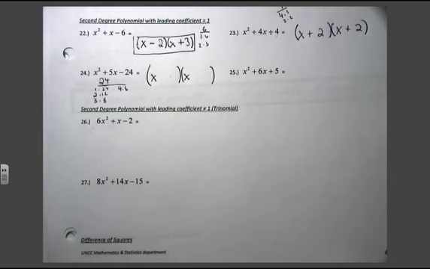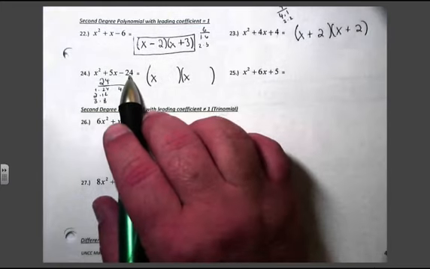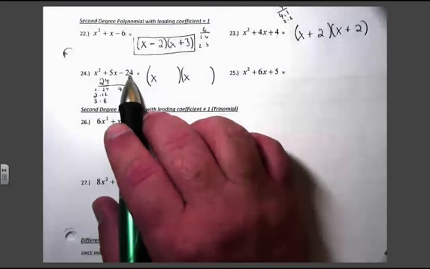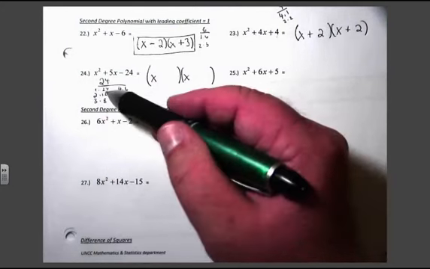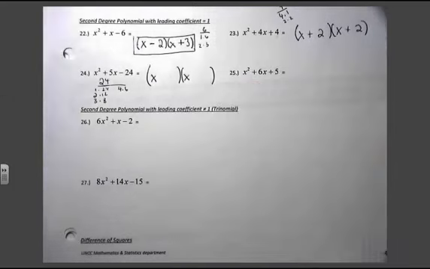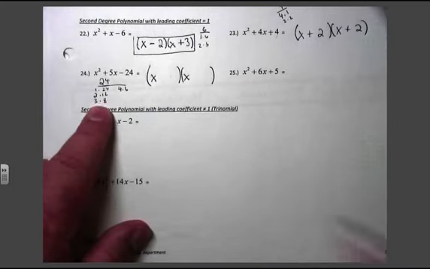Well, look at your signs. This is a minus 24. That means I want a factor to have a difference. That'll be a minus, so the difference needs to be 5. Which one of these guys has a difference of 5? 3 and 8.